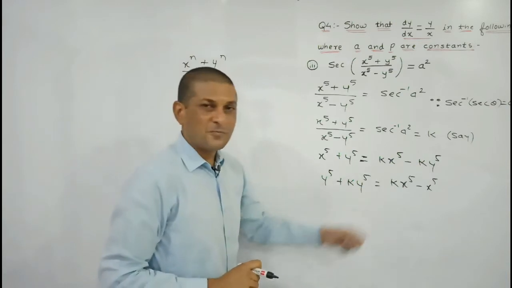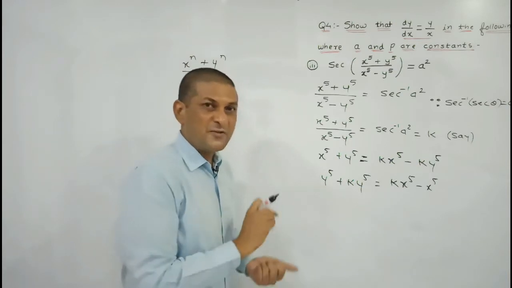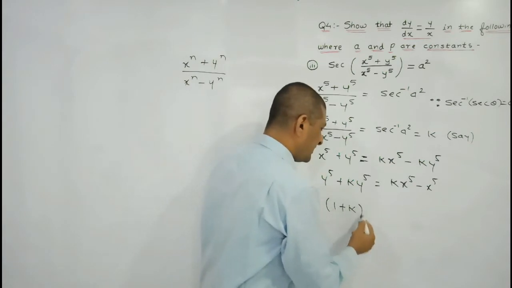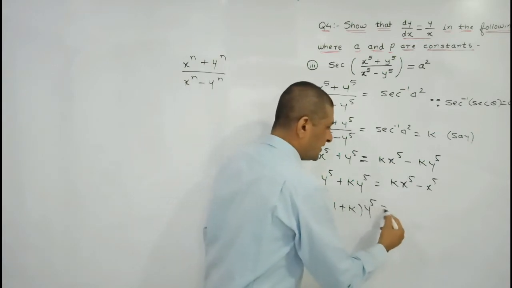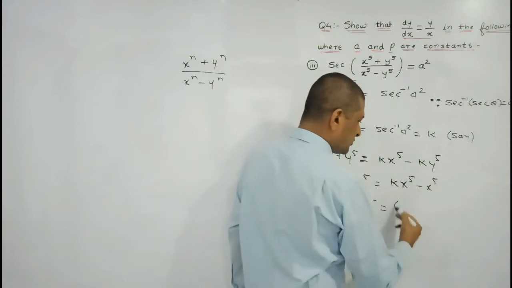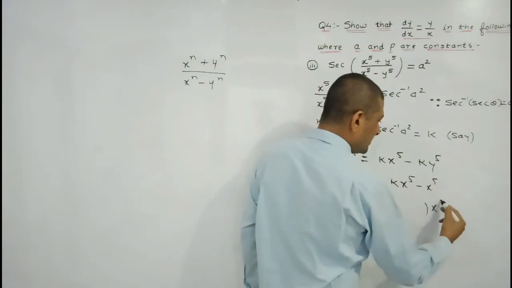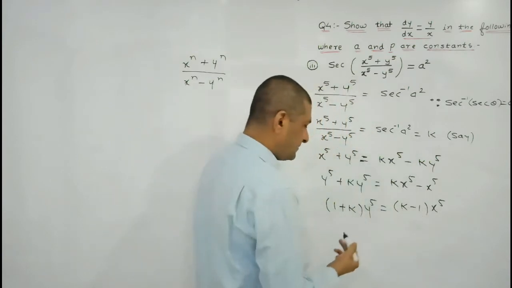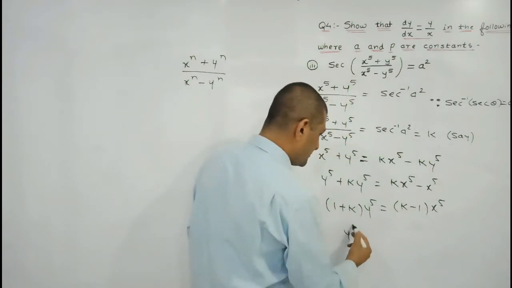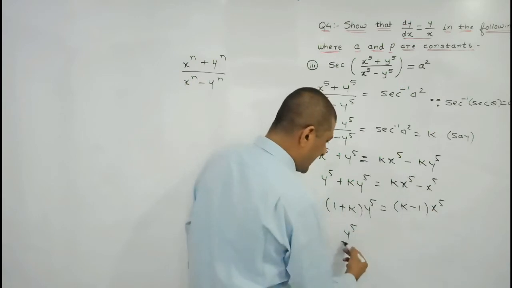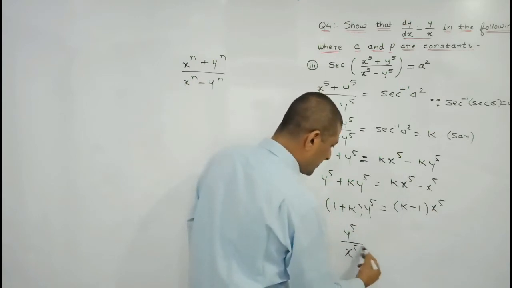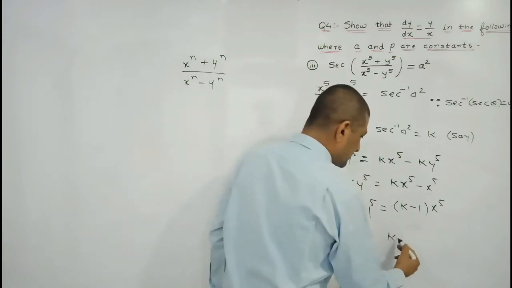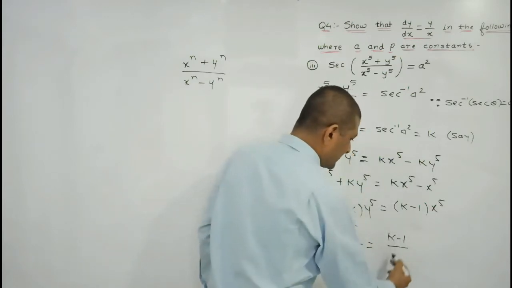Now we are taking y raised to power 5 common from both the terms. So here we will get 1 plus k into y raised to power 5, and if I am taking x raised to power 5 common, so here we will get k minus 1. So this can be written as y raised to power 5 divided by x raised to power 5. x raised to power 5 will get divided on this side. What is the remaining term on this side? k minus 1 upon k plus 1.